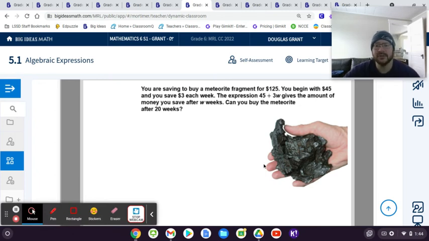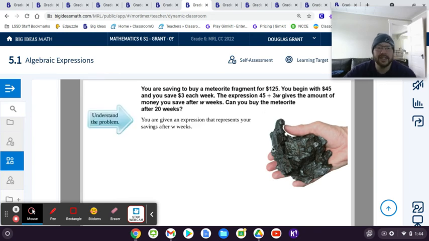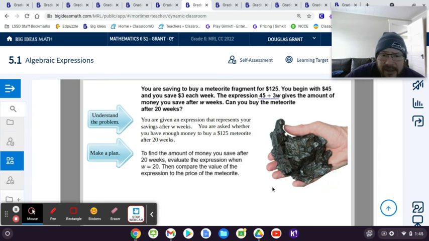So how would you solve this? Yeah, what you're going to do is replace W with 20. So you do 45 plus 3 times 20. I'll just click on through. And when you do that, when you evaluate, you end up getting 45 plus 60.